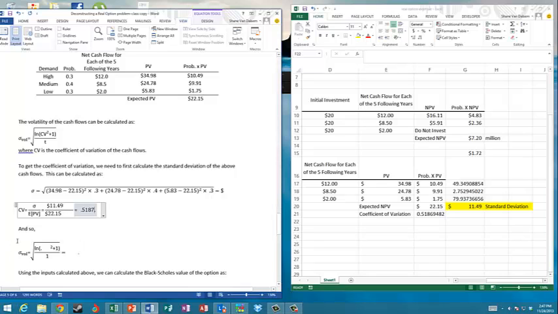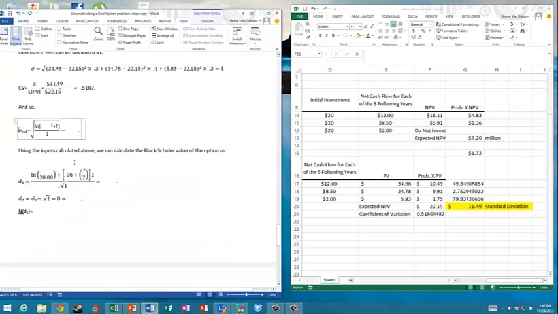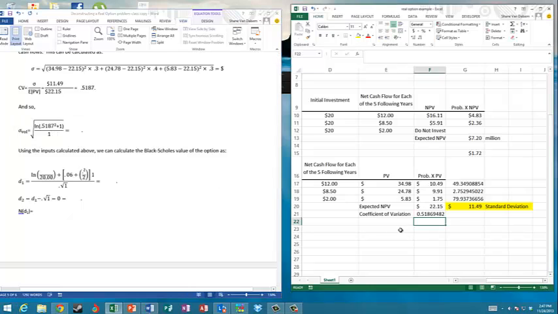And so our volatility that we'll use in the Black-Scholes option pricing model is the natural log of 0.5187. You square that plus 1 divided by 1, and that's just because that's what time is. If it were half a year until we could make the decision, we'd put in 0.5. If it were 2 years, we'd put 2 in there, but it's just 1 year to keep things simple.